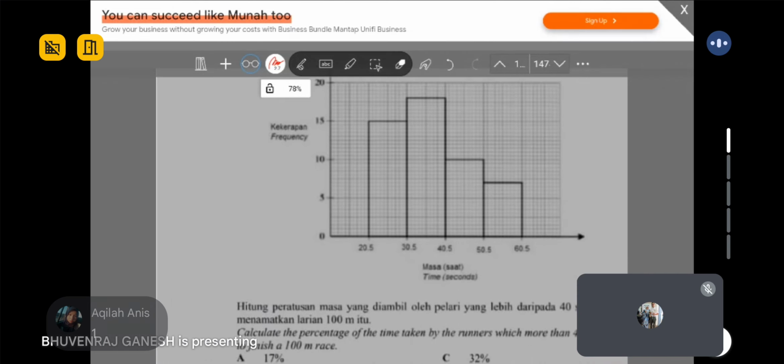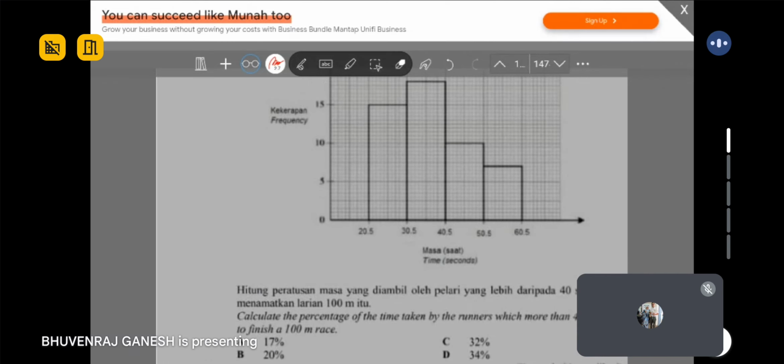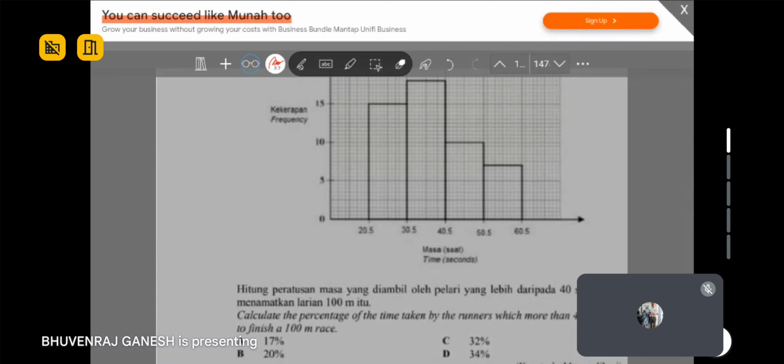Okay, so this one, we're talking about histogram. Okay, so this question is they ask you percentage of time taken by runner more than 40 seconds. Mereka nak cari peratusan jumlah pelari yang ambil masa lebih dari 40 saat. So you guys try and see what will be your answer. Yang ni ada jawapan. You comment A, B, C or D.